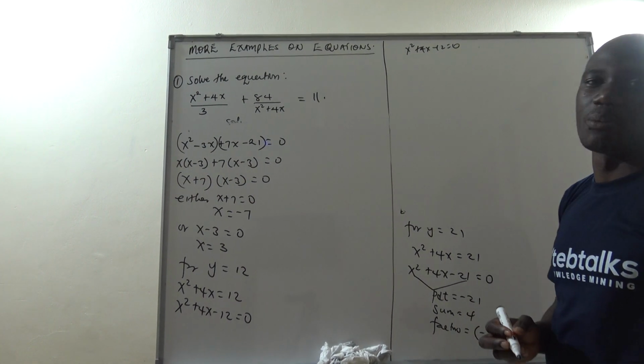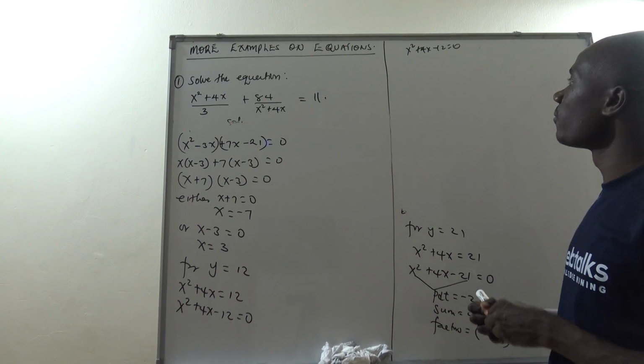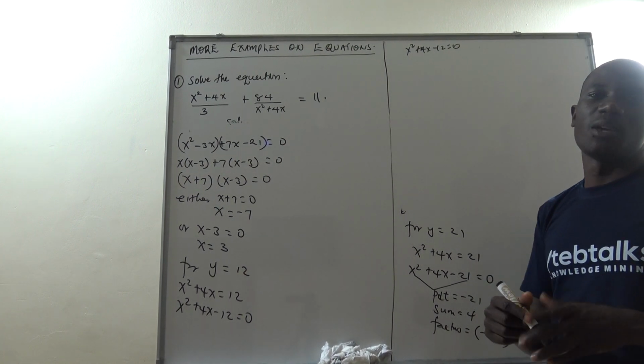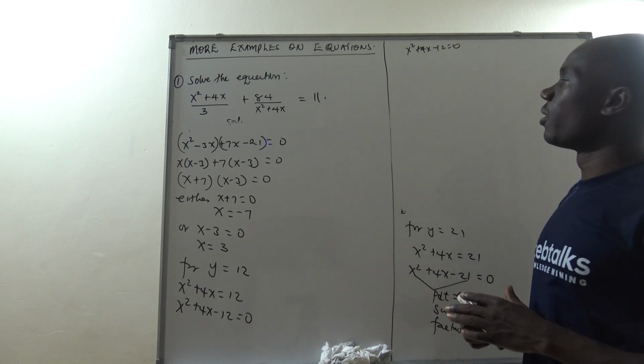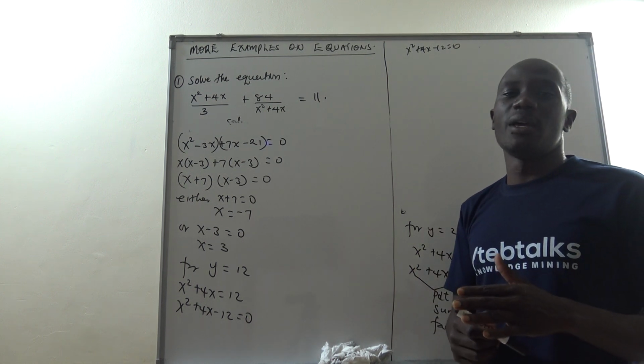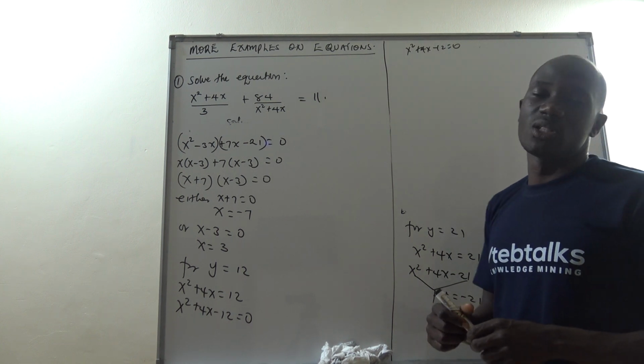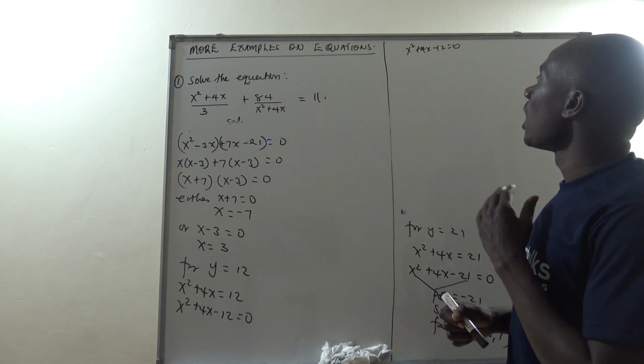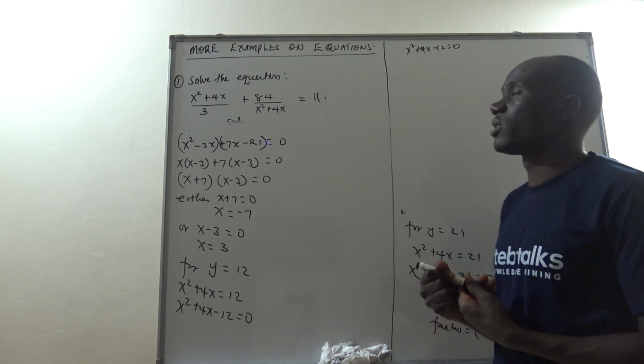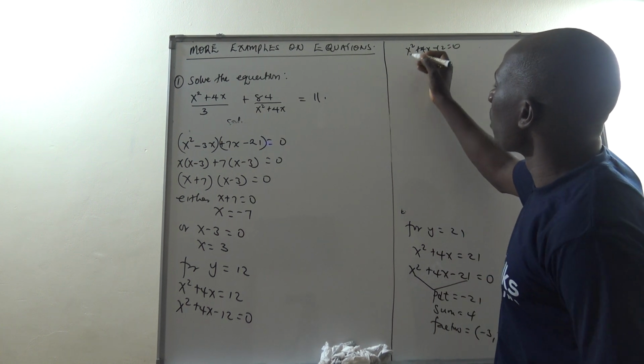We are looking, what is the product? The product is negative 12 and the sum is a positive 4. So think of two numbers. When you multiply them, you get negative 12, and when you happen to add, you get a positive 4. So the factors are negative 2 and a positive 6. So instead of this, we are going to substitute in that.